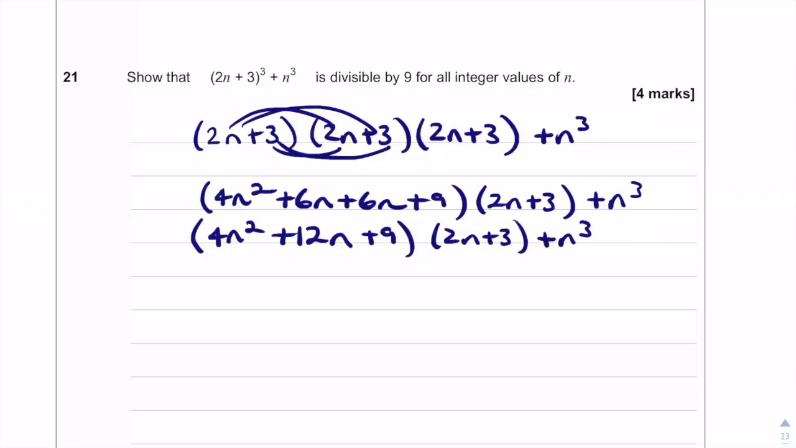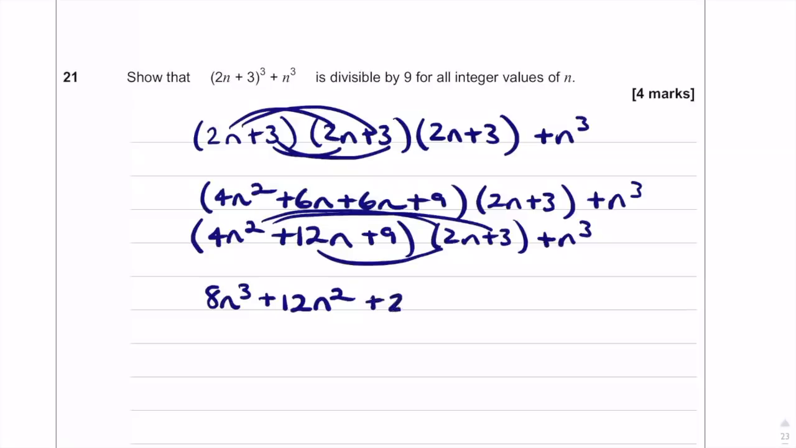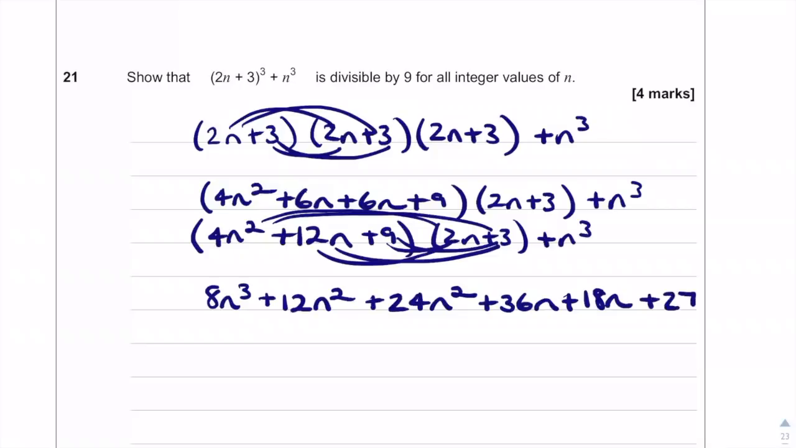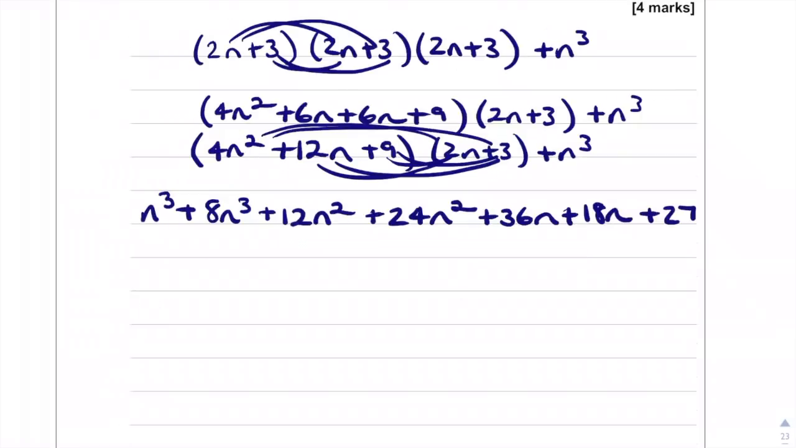Expand this quadratic term with this linear term. We get 8n cubed plus 12n squared plus 24n squared plus 36n plus 18n plus 27. And then of course we've got this plus n cubed on the end, so I'm just going to add that here. So now if we simplify this, we get 9n cubed plus 36n squared plus 36 plus 18 is 54n, plus 27.